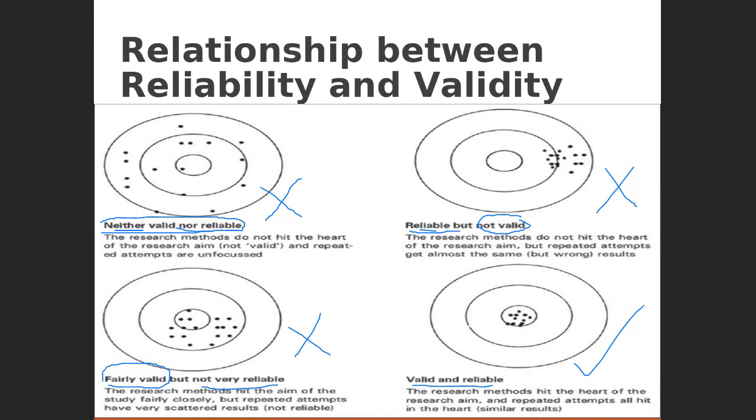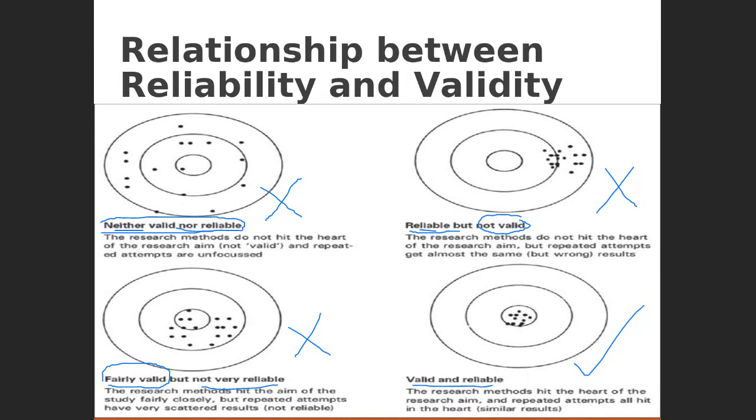It means that the weight machine is not reliable because the results were not similar, results were not consistent, results were different. And the weight machine is also invalid. Why? Because it is not accurately measuring your actual weight. So this is an example where a research instrument can be neither valid nor reliable.